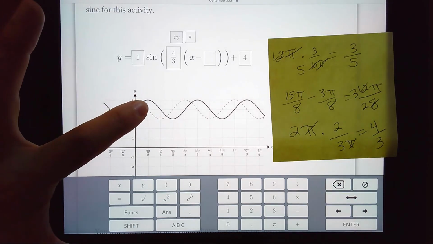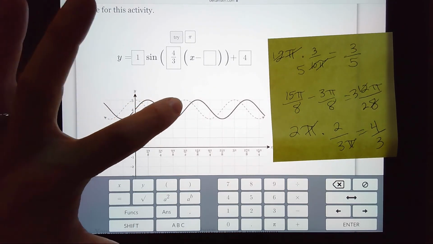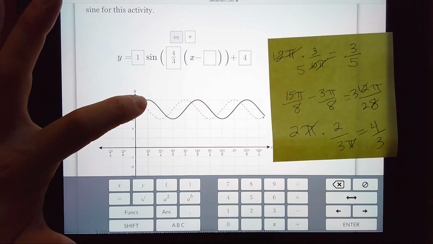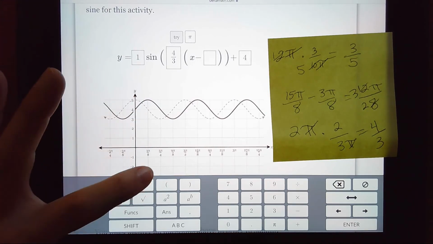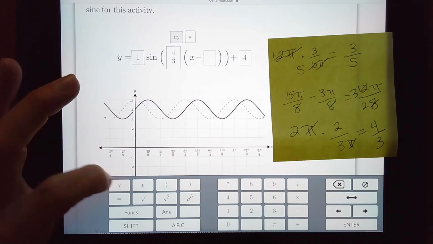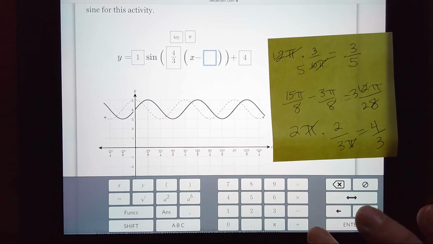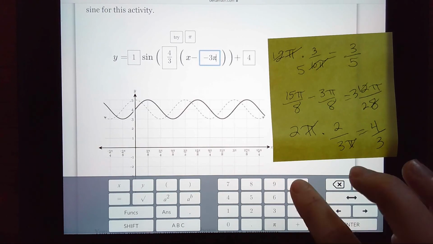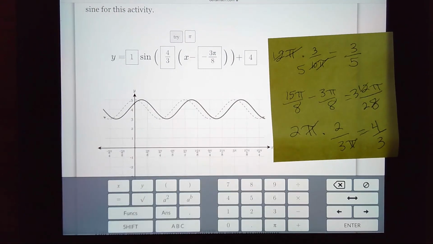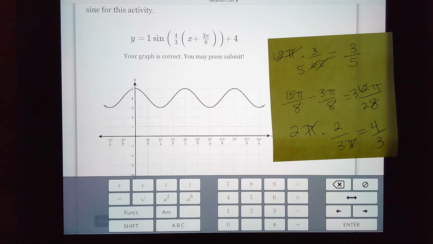Then all I have to do is take this. I could go 1, 2, 3 boxes to the right, but I really like going 1 box to the left, and my boxes go by 3 pi over 8, so I need to go minus a 3 pi over 8 to make it go to the left. And that's it.